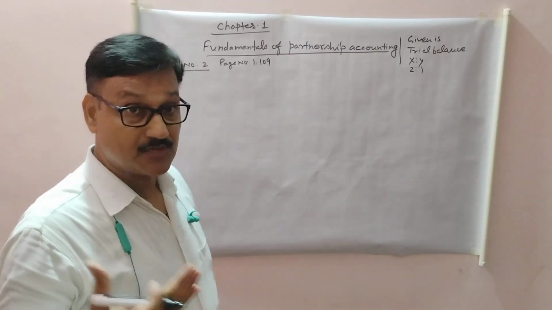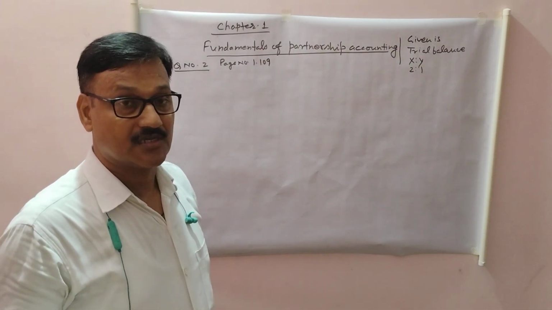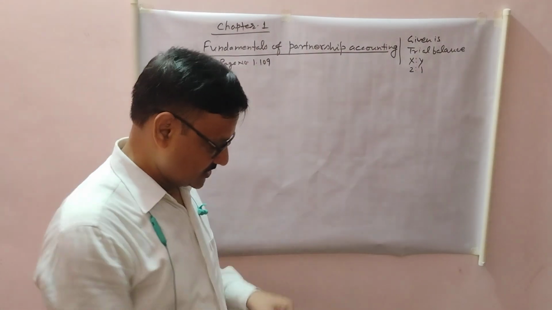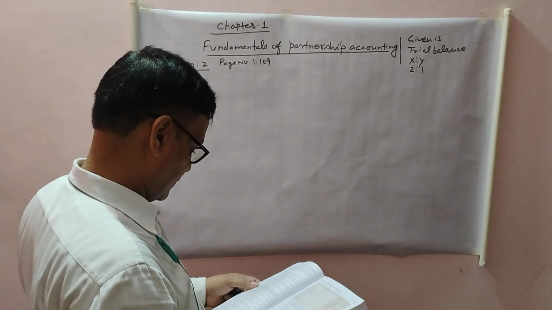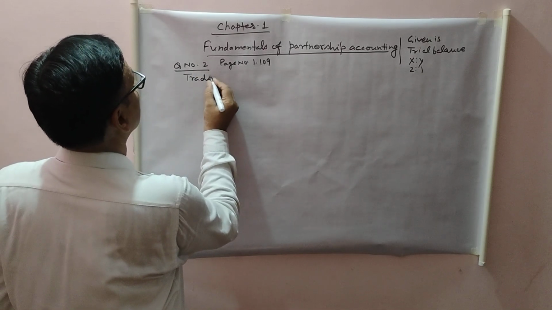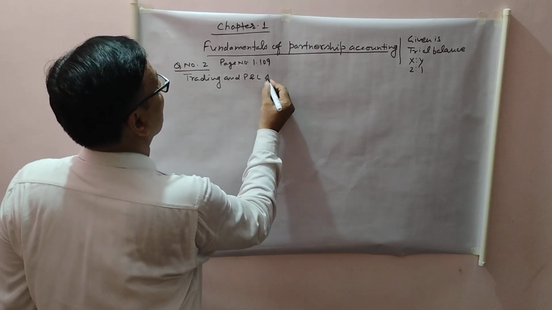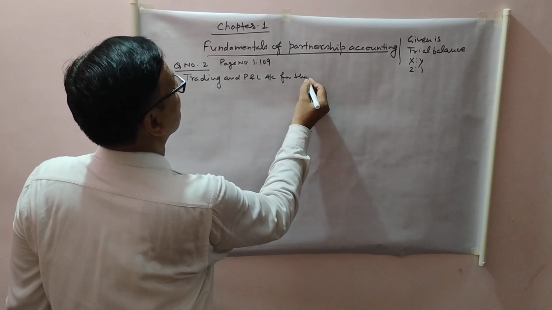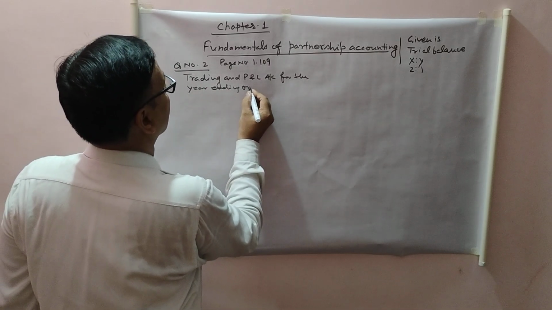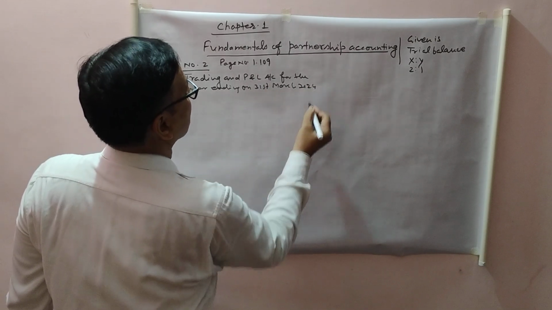Now let us prepare the financial statements first, that is trading and profit and loss account, and then we will prepare profit and loss appropriation account. Let us solve. Trading and profit and loss account for the year ending on 31st March 2024.